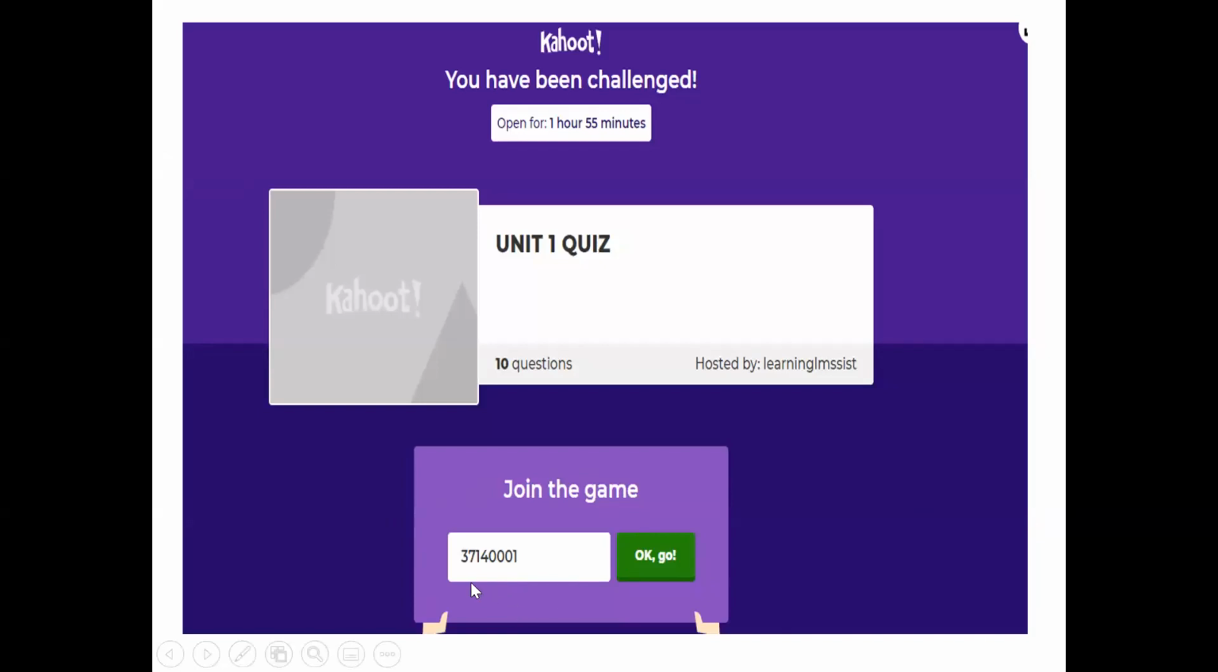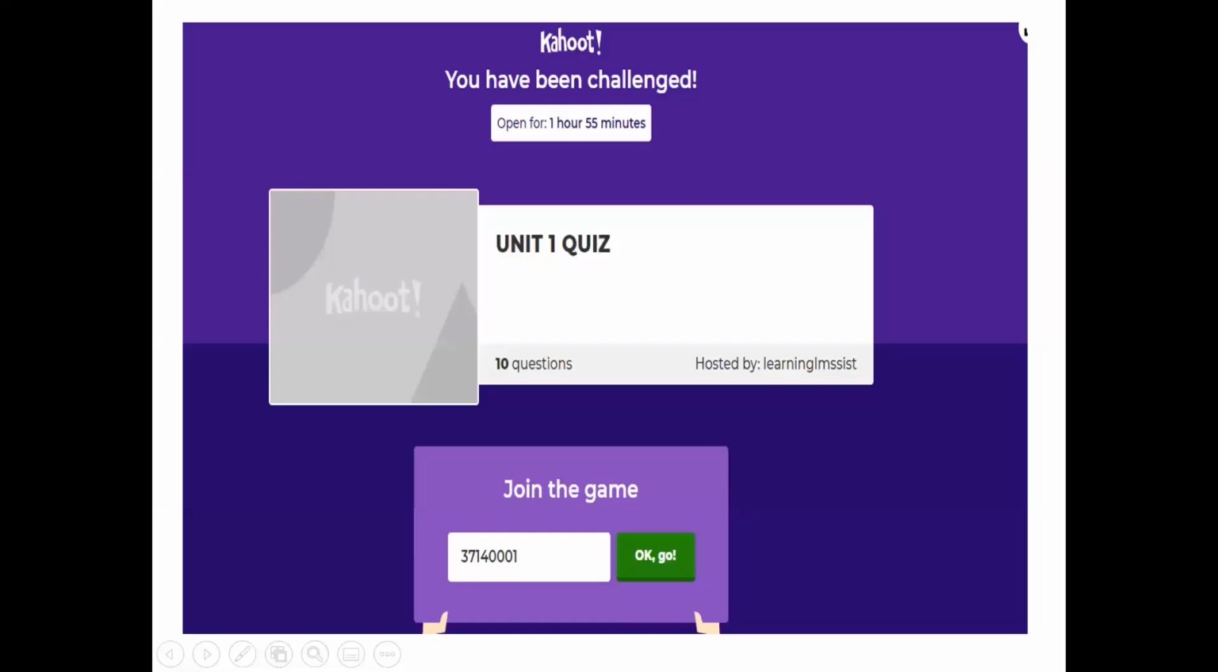Then it will ask you to join the game. In the join the game, don't put your name. Please put your register number. Are you clear? Then press OK. One more thing you have to understand: the marks are given on a 1000 scale. If you answer immediately, your mark will be high. If you take time and search on Google, the mark will be reduced according to your time consumption. Are you clear?